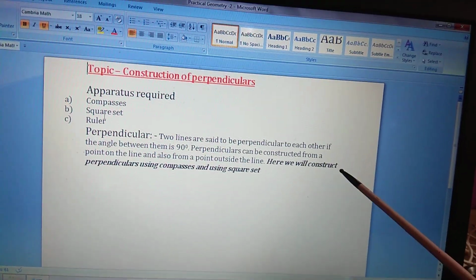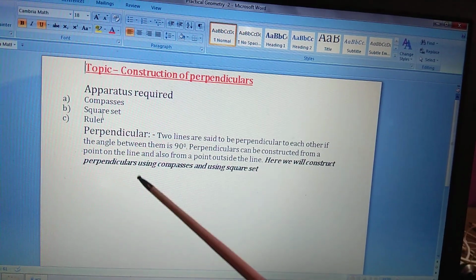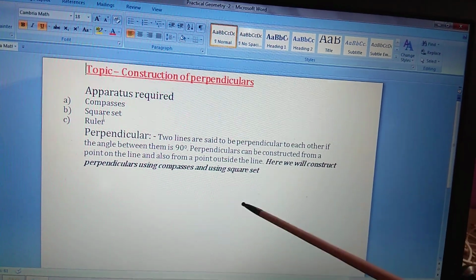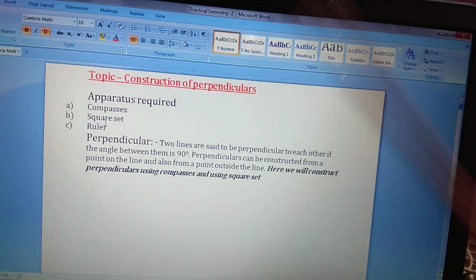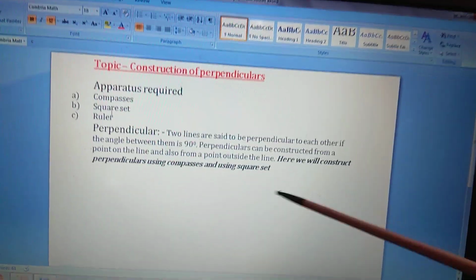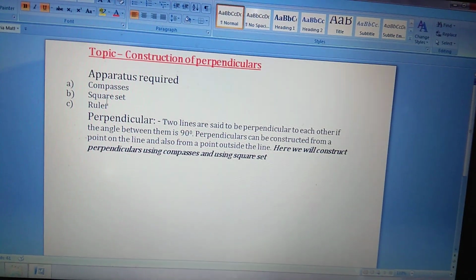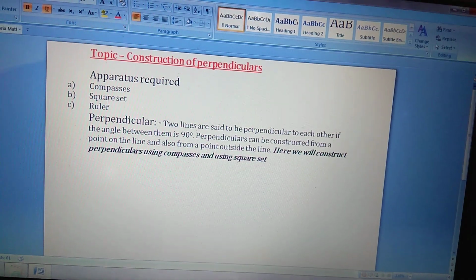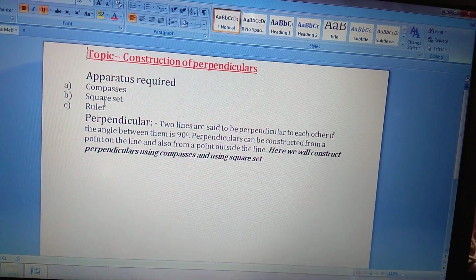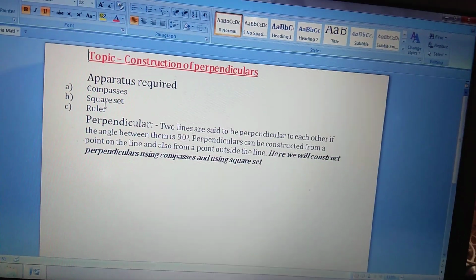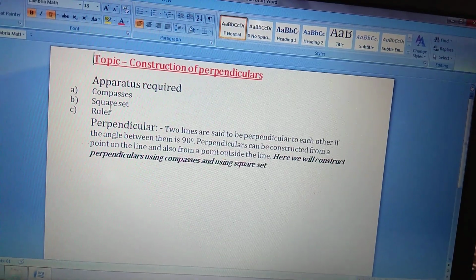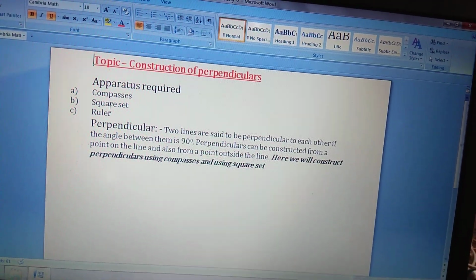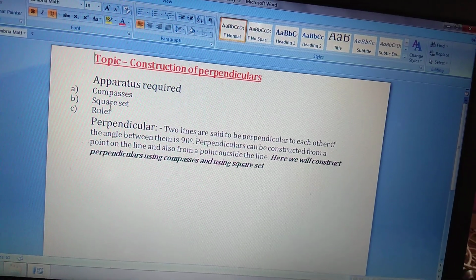Here we will construct perpendiculars using compass and using square set. Once we will construct using compass and once we will use square set to draw the perpendicular. So this much is the basic information. Now we will move to exercise 14b. So be ready with pen and paper. Let's have a look at it.